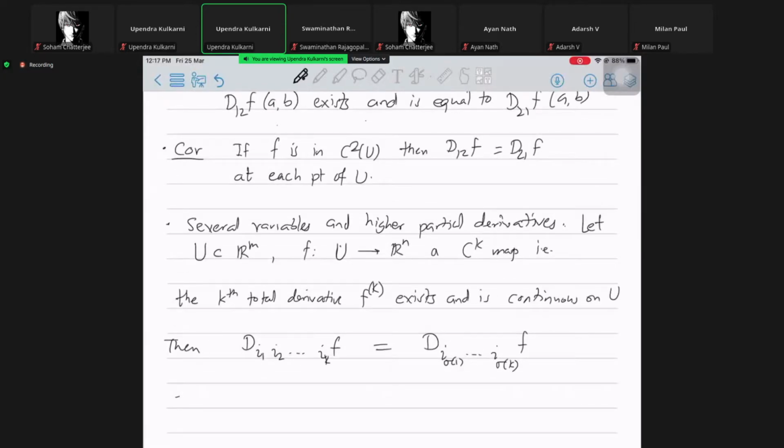So we can just say, for example, D_{2,4,7,1,4} f is equal to D_{4,2,4,7,1} f. All right, so this should be intuitively clear, but how do I actually prove this?